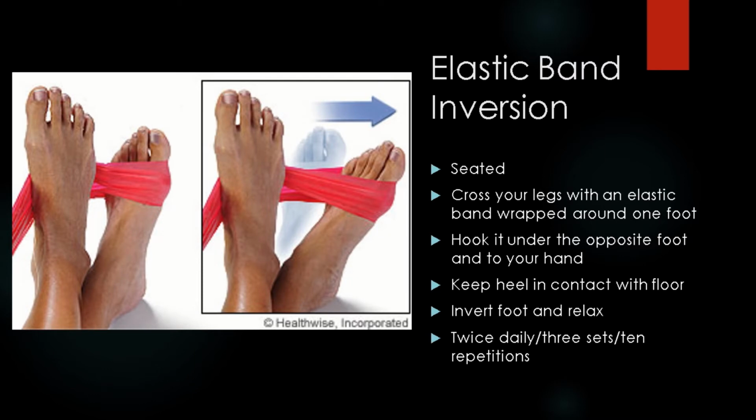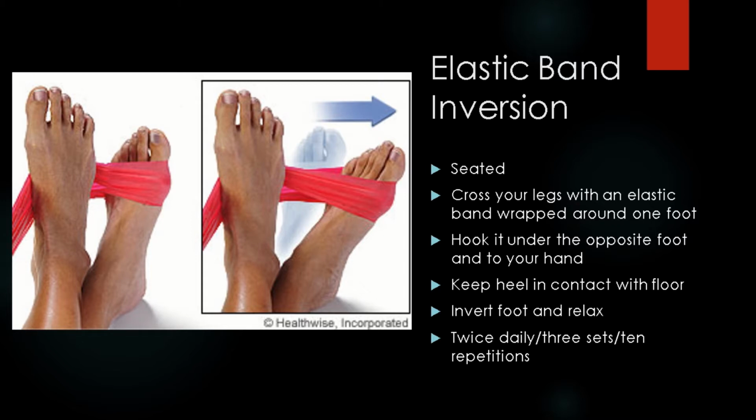Now we're getting into the exercises, which are particularly neat in how we do this. So we get ourselves an elastic band, and we're going to do inversion of the foot first. So what you want to do is get seated. You're going to cross your legs with an elastic band wrapped around one foot, whichever foot is injured, whichever foot you're trying to rehabilitate. I would also suggest following this up by doing it on the other foot just to stay even.